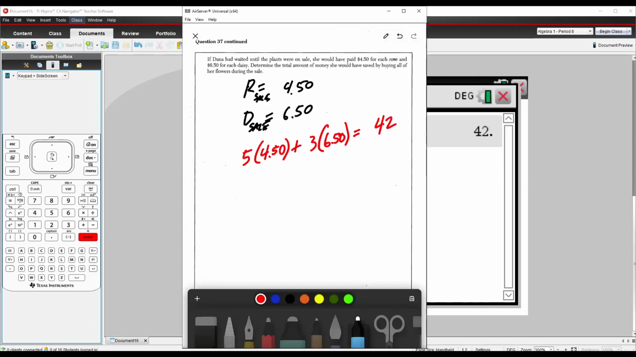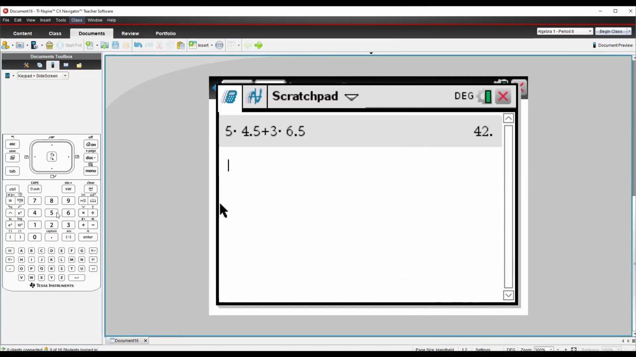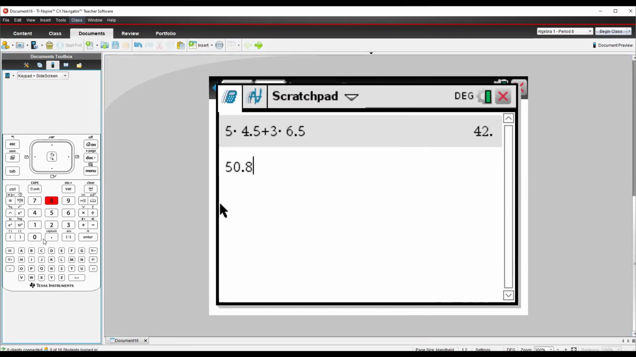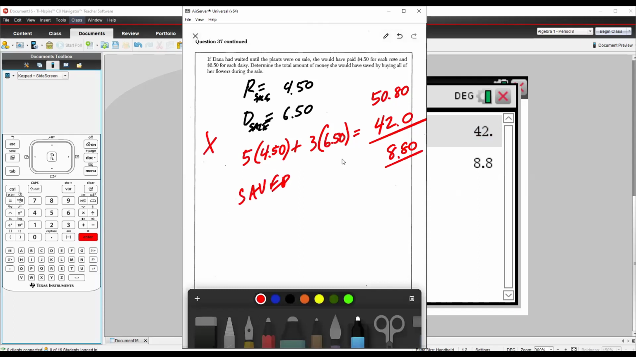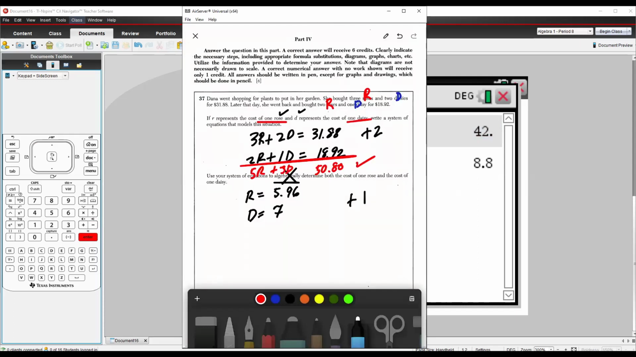And the original price that we paid was $50.80. So how much did we save? All I've got to do is subtract. So $50.80 is how much we originally paid. And then I'm going to subtract what we paid when they were on sale. So we saved $8.80. That's how much we saved. Now, if you write this, this is 2 points. So even though we didn't do the algebra, we can still get 5 out of 6 points.